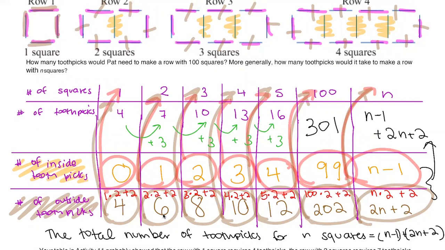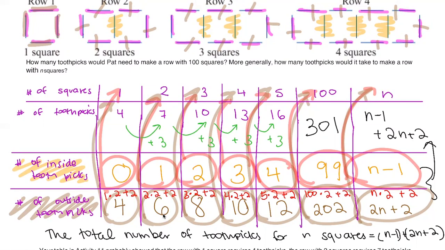But once I said, okay, what do I see in this picture? I personally saw inside toothpicks and outside toothpicks. You might have seen horizontal toothpicks and vertical toothpicks. You could have made a list that way. Or maybe you saw some overlapping borrowing situation. That's also totally valid. Regardless, the way I counted it, I had n minus 1 plus 2n plus 2.